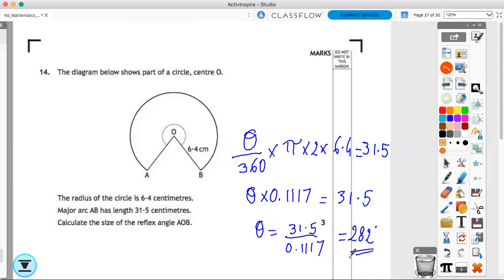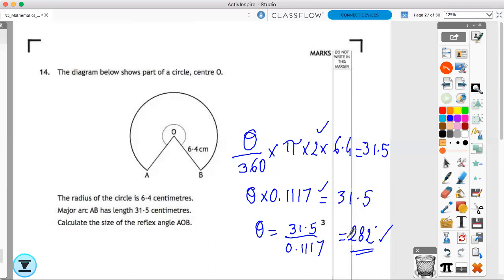That's it. Your 3 marks. So writing this gives you a mark. Doing the calculation gives you a mark. And then finding the value. So that's how you get your 3 marks. But you need to remember that angle divided by 360 times pi d.